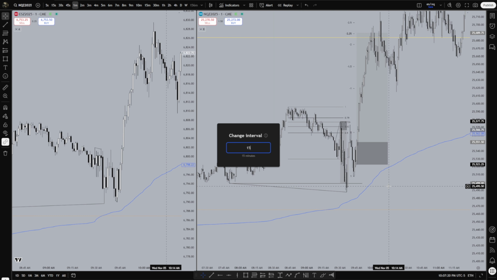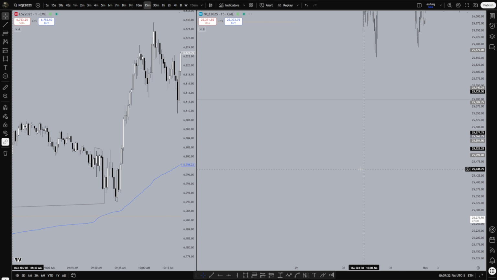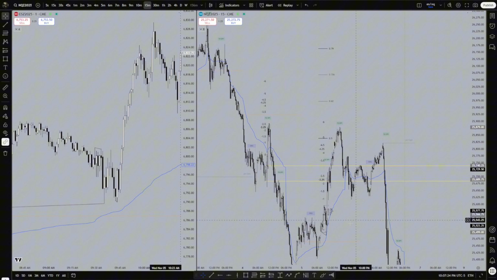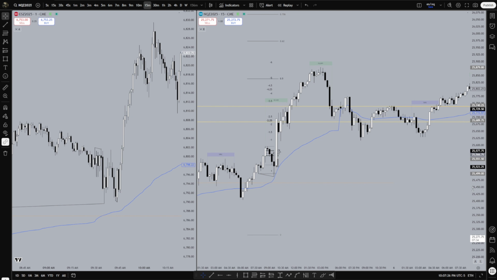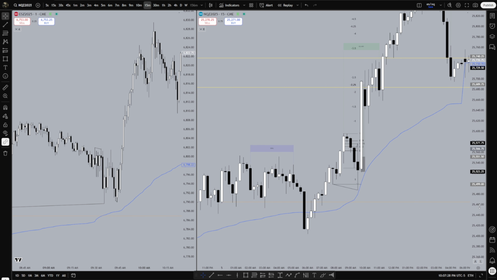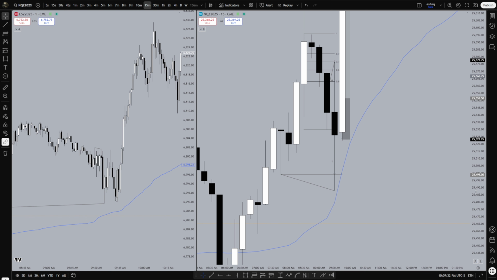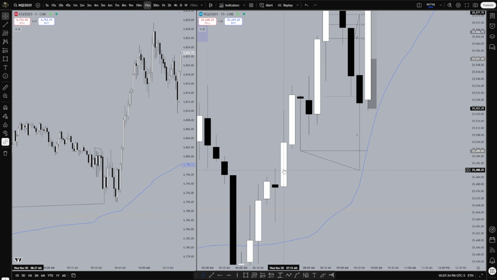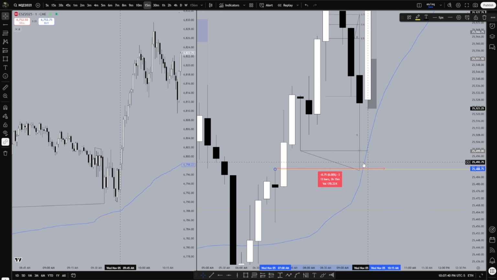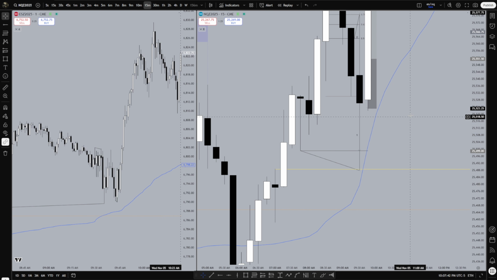Now, one other thing to look at was the gap fill. So we see right here, what does the Nasdaq do? Well, it trades into this fair value gap on the 15-minute, and it fills in the entire gap, creates its SMT, and then trades higher.